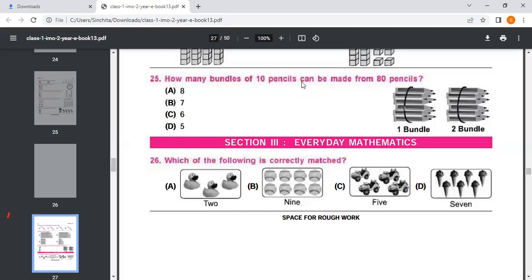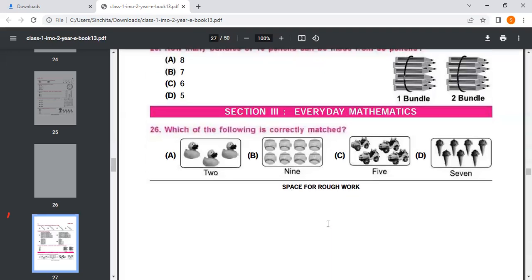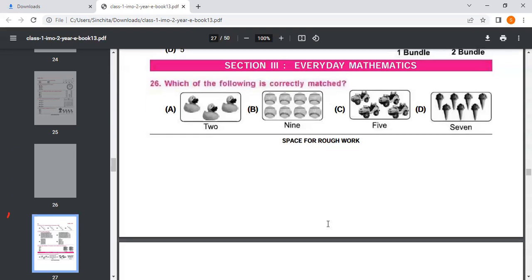You can just divide 80 and 10. That will give you the answer. 10 into 8. Very good. 10 into 8 is 80, or 80 divided by 10 will also give you the correct answer. Your way is also perfectly correct. Okay, now tell me number 26. Which of the following is correctly matched?